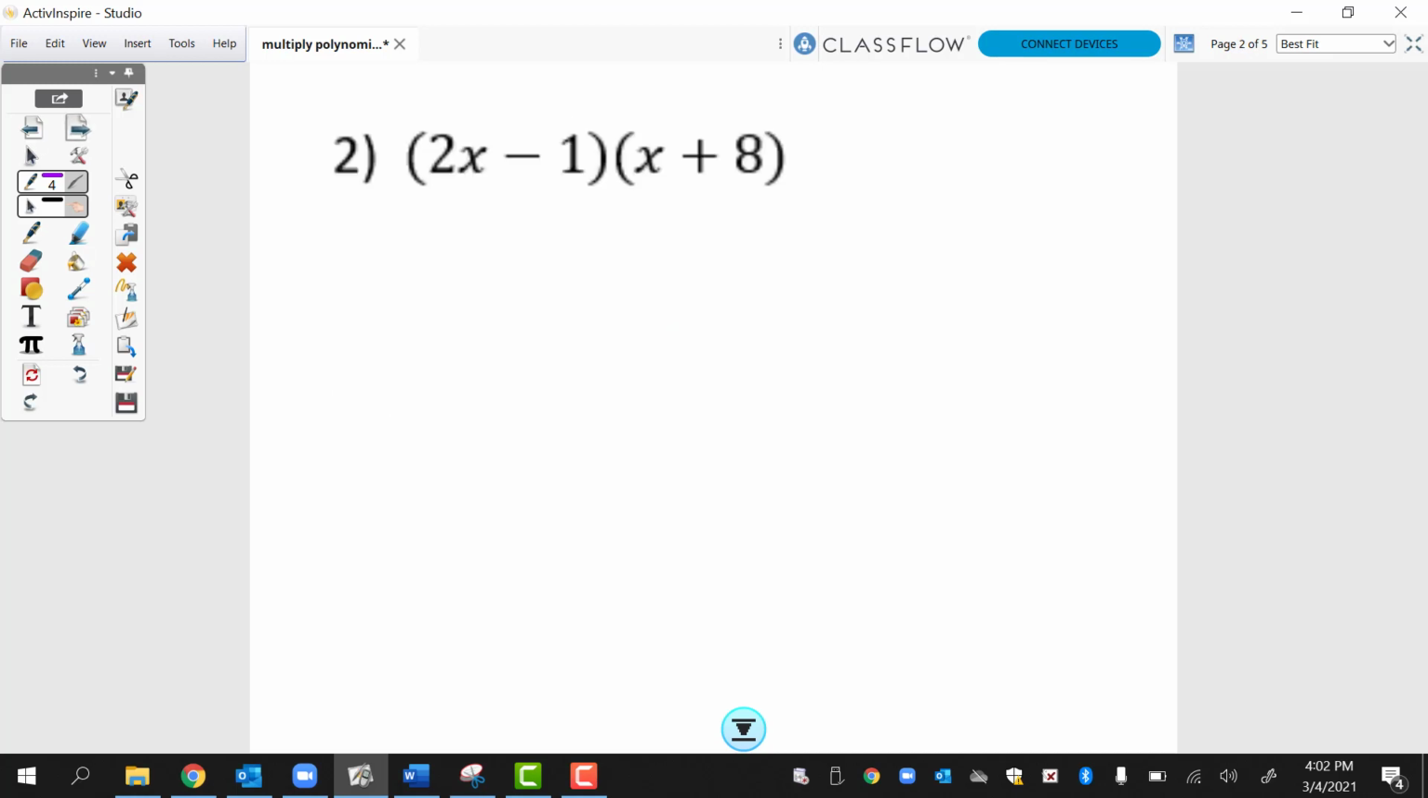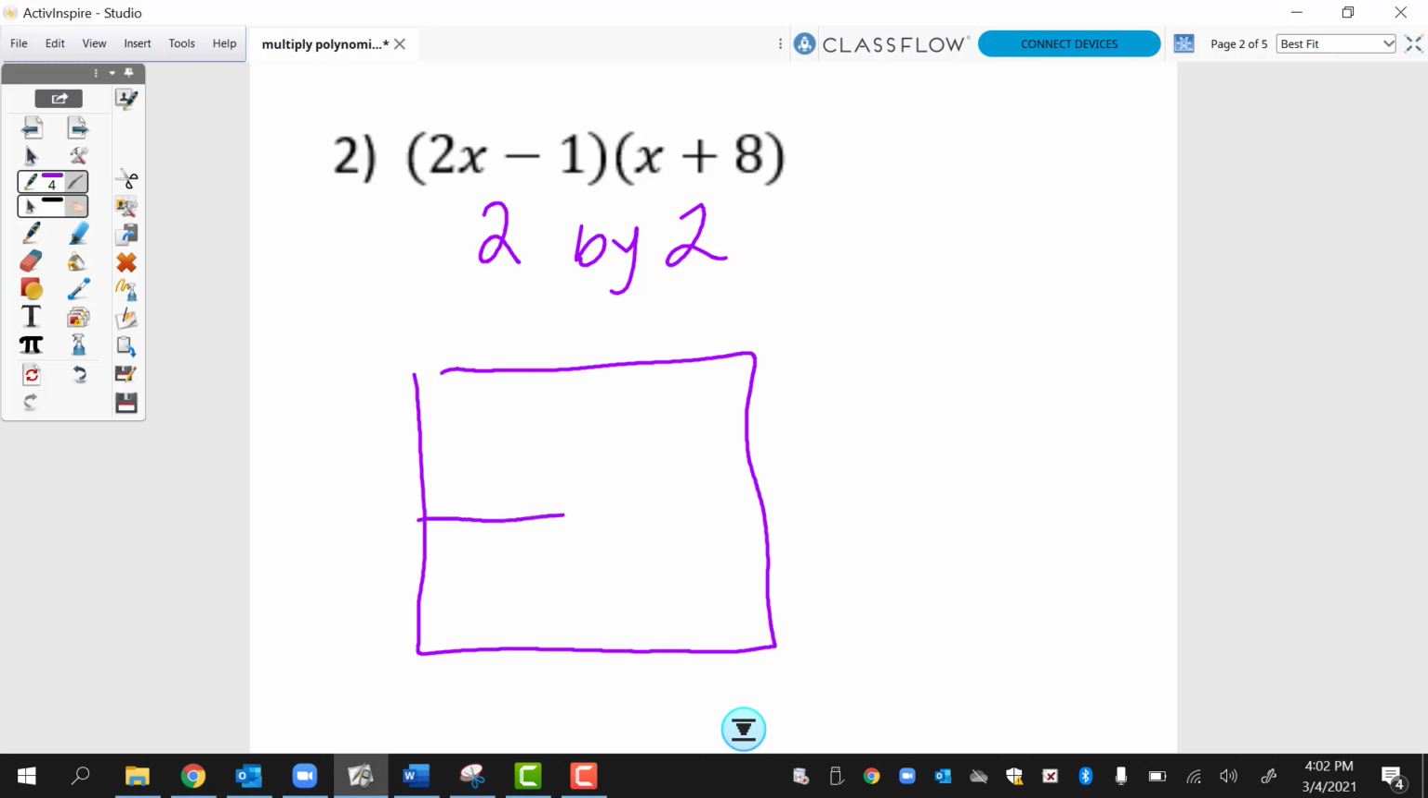What about a bigger box? In the next question, I have 2 things: a 2x and a negative 1. And in this parentheses, I have 2 things, an x and a positive 8. So I need to make a 2 by 2 box, which is going to be a bigger box. So I draw a line down the middle, 2 this way and 2 this way. I'm going to put 2x minus 1. It doesn't matter which side you put it on, but I have a 2x here and a negative 1. Those are my 2 terms. And then on the top, I have an x here and a plus 8 here.